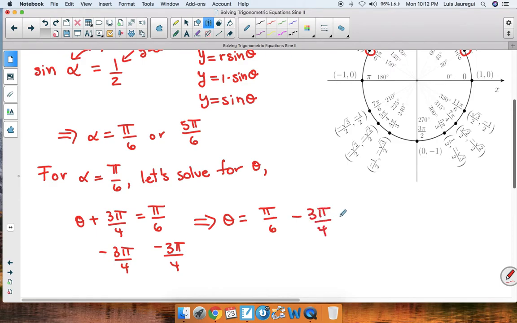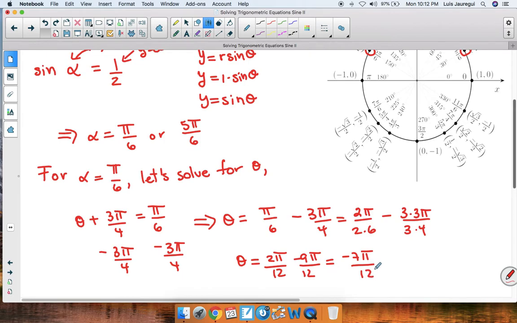Now looking for a common denominator, which happens to be 12, we're going to multiply this one by 2, so we have 2 pi over 2 times 6, minus, let's multiply this one by 3, so we have 3 times 3 pi over 3 times 4. So 3 over 3 is a convenient way to multiply and get the same denominator. Now this becomes theta is equal to 2 pi over 12 minus 9 pi over 12. We do the subtraction and we get that theta is equal to negative 7 pi over 12. However, this theta is not between 0 and 2 pi.